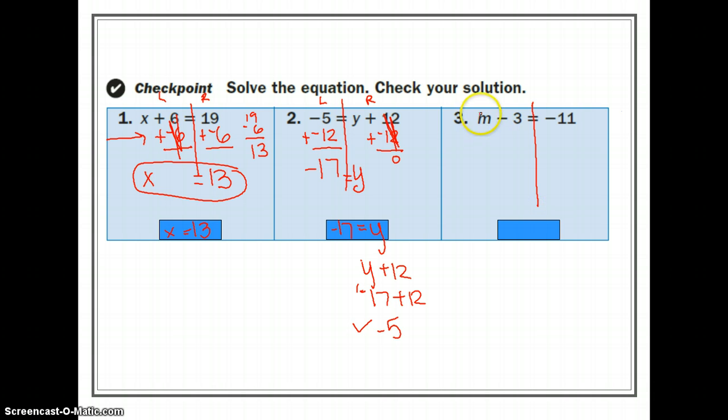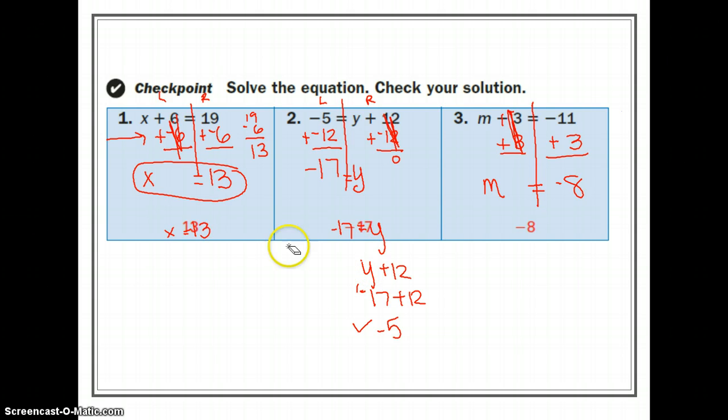Number 3, there's the equal sign. Let's put a line. Here's the variable, so we're going to start on this side. Let's change subtraction to adding the opposite. And now to get m by itself, I'm going to add the inverse, or the opposite, of negative 3, which is positive 3, to both sides. Okay, balance those equations, both sides. This becomes 0. And negative 11 plus 3, we subtract, 8. And it's negative because 11 is bigger. There is your answer for 1, 2, and 3.